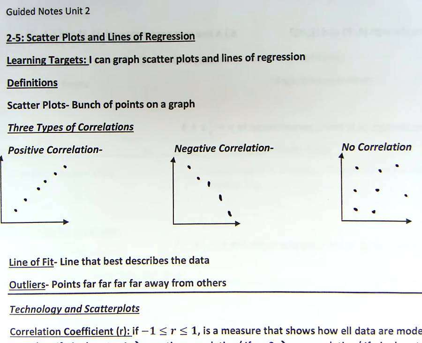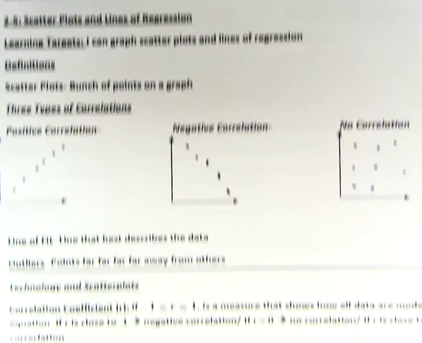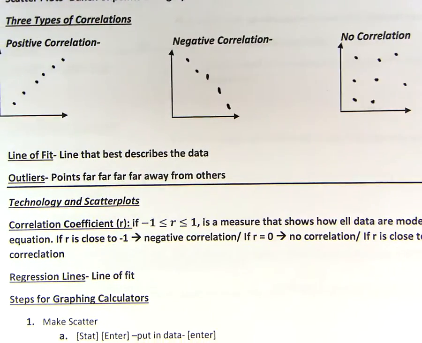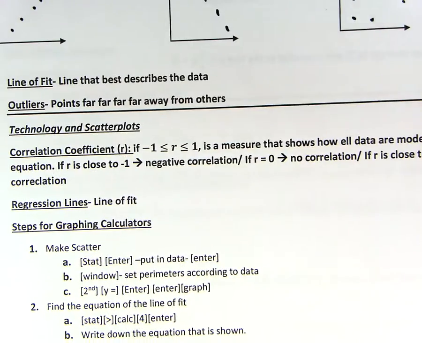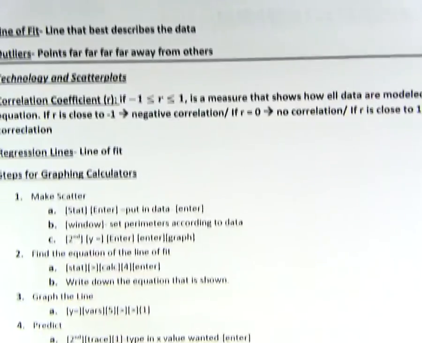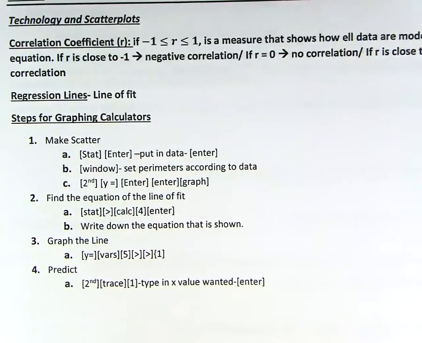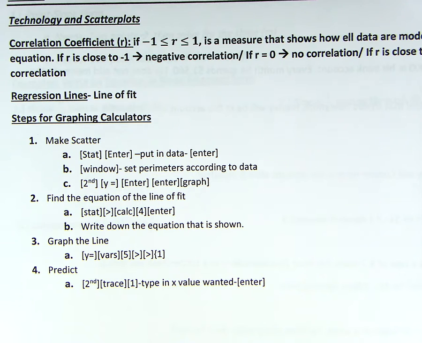The line of fit is the line that best describes the data. So we're going to go over how to find the line of fit. This is also like your line of regression. There's a couple different names for it, line of best fit, things like that. Then we get into the technology part of this. So we're going to use the graphing calculators to graph these data points, graph the line of best fit, and then use the line of best fit for predictions.